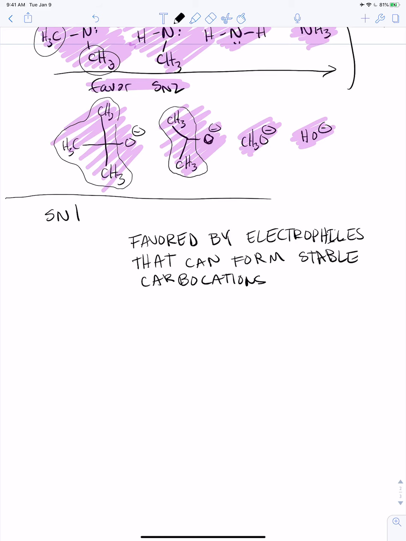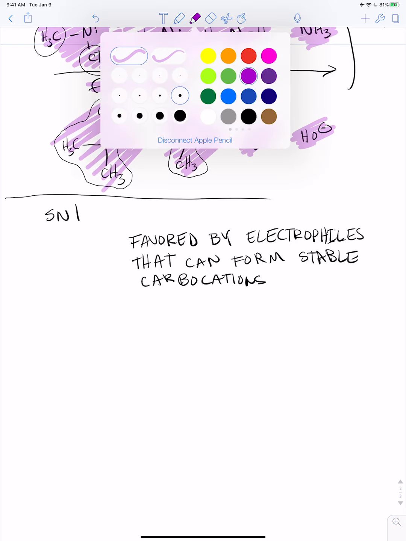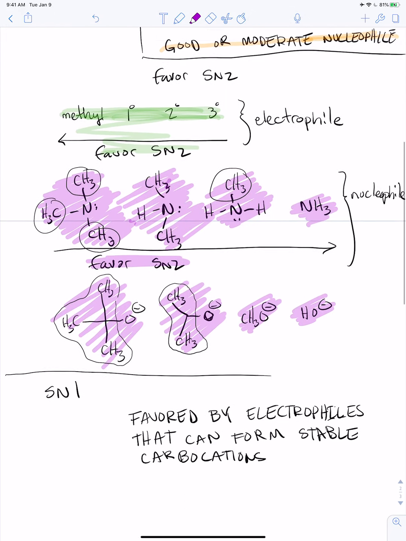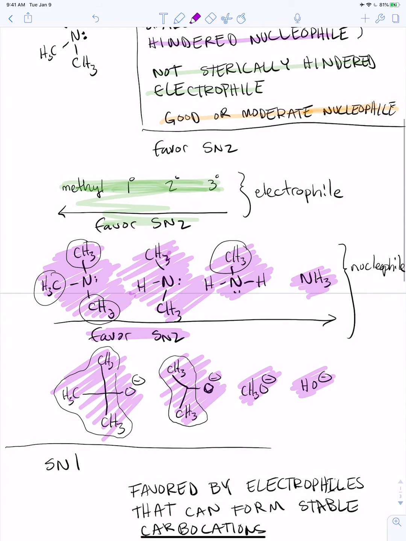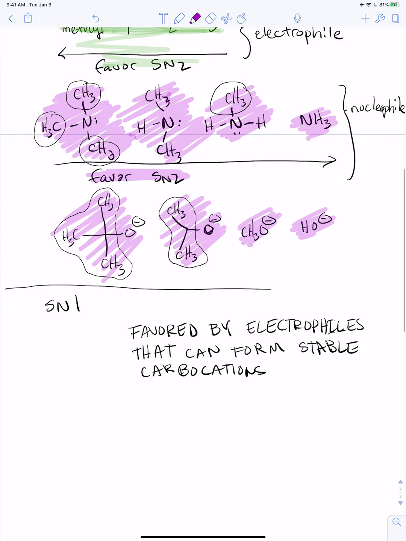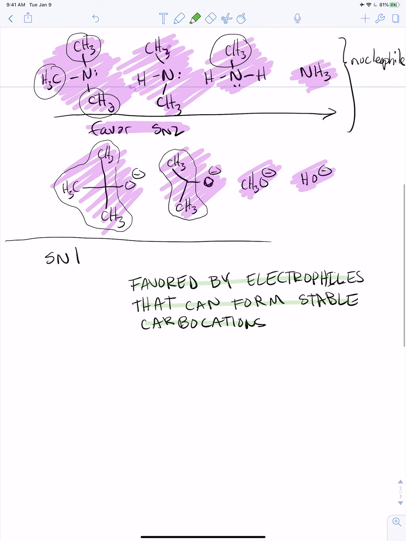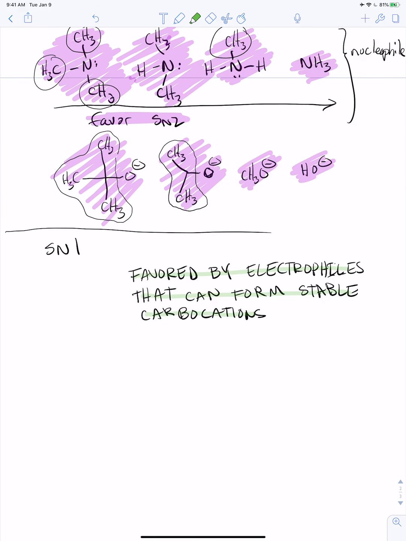And we kind of talked about that. If you're going to form a stable carbocation, so I'm trying to keep my colors consistent. So yeah, green, we're talking about electrophiles. So yeah, favored by electrophiles that can form stable carbocations. Let's just start there.